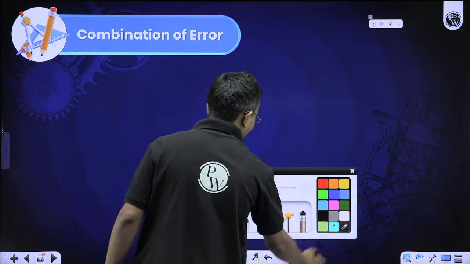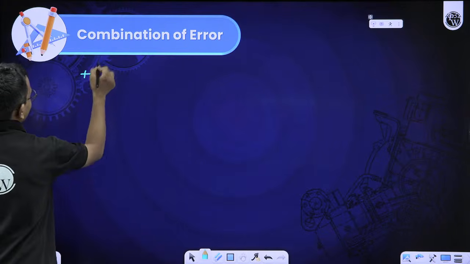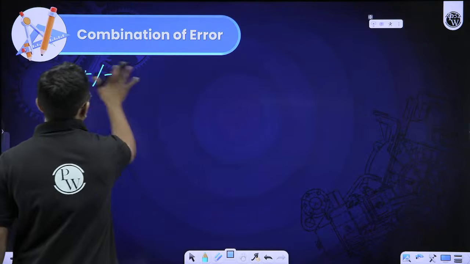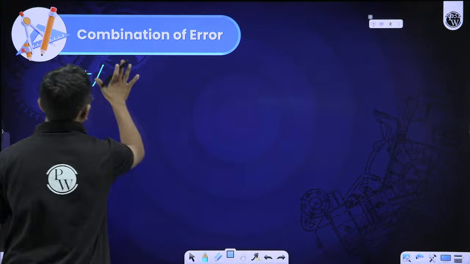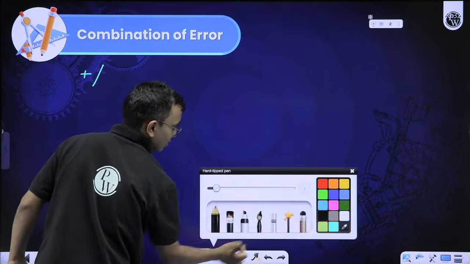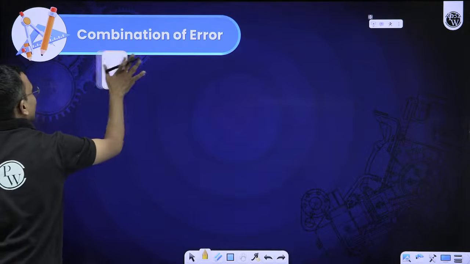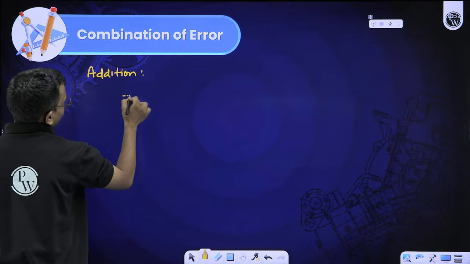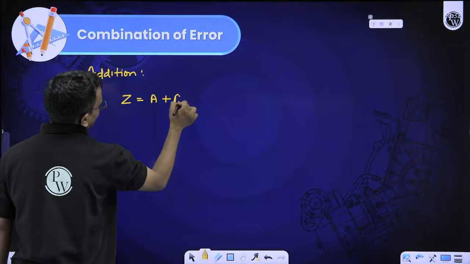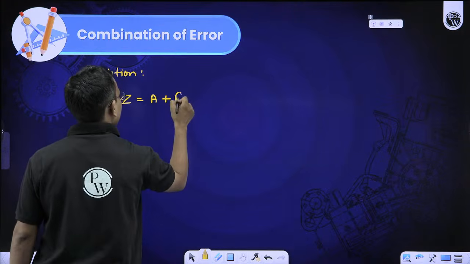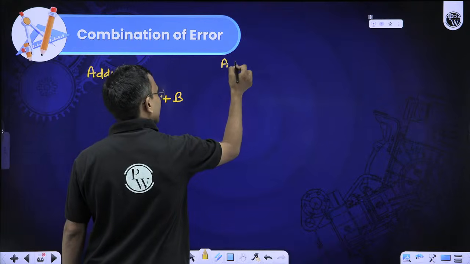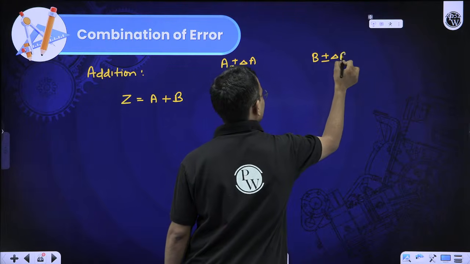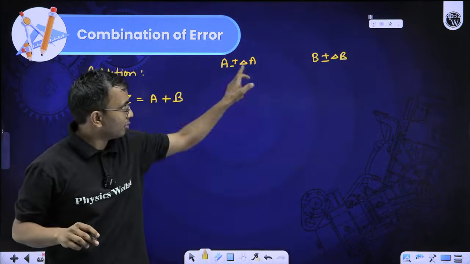So first of all, let us talk about addition or subtraction. It's actually the same way it goes, but I'll cover them separately for you people, to avoid any confusion. Let us talk about addition first. Let us take my physical quantity z depends upon a and b as a plus b. A is also having some error, that is a plus minus delta a. B is also having some error, b plus minus delta b. Delta b means error in b, delta a means error in a.